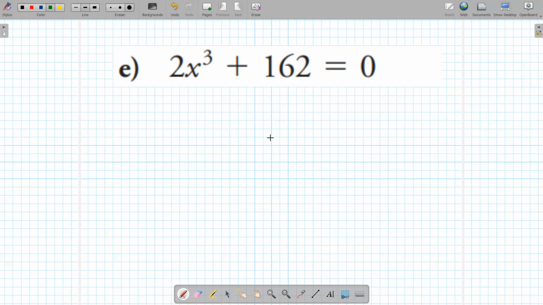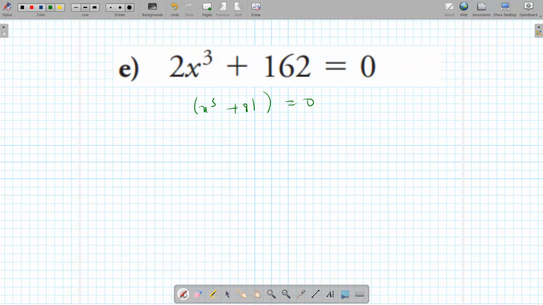Can we pull anything out right now? Yes, you can. Think. If you can pull something out, always pull something out. Right now you can pull out a 2, right? If you pull out a 2, what are you going to be left with? X cubed plus 81. So you can divide both sides by a 2. That 2 is gone, right?